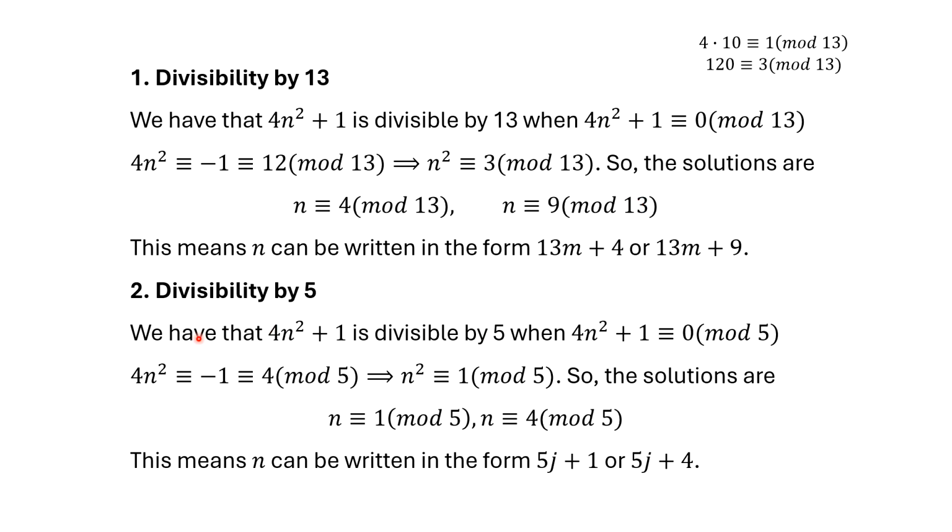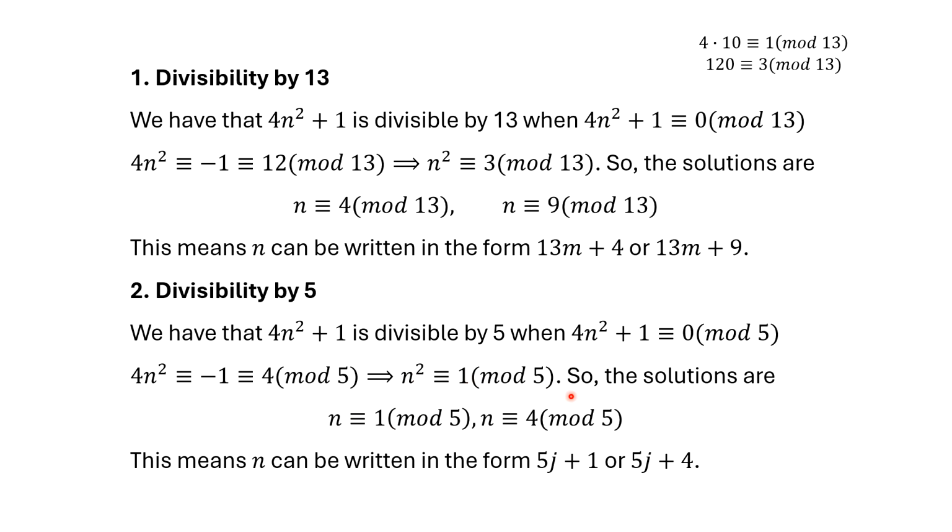Then we do the same thing here for 5. 4n squared plus 1 is divisible by 5 when 4n squared plus 1 is congruent to 0 mod 5. Then we can take the minus 1 to the other side, and then we recognize that minus 1 is the same as 4 mod 5. If we multiply both sides of this by 4, we get 16, and 16 is congruent to 1 mod 5, so we get a 1 here and a 1 here.